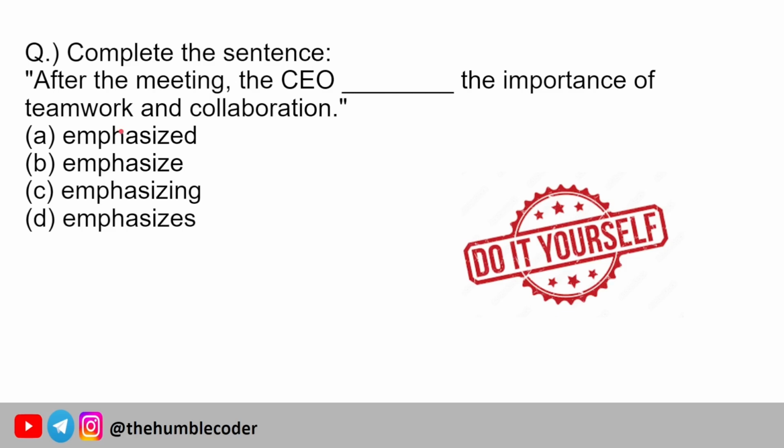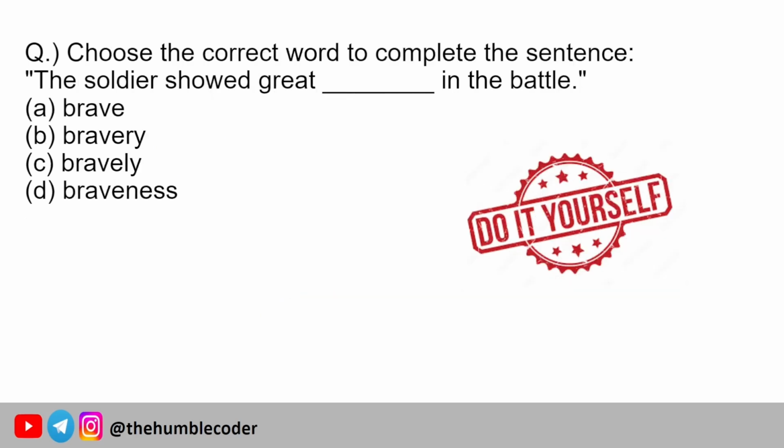Okay, so the question is, after the meeting, the CEO dash the importance of teamwork and collaboration, and the options are emphasized, emphasize, emphasizing, emphasizes. So please comment down the answer of this question. What do you feel it should be? Let's see the next one. Choose the correct word to complete the sentence. The question is, the soldier showed great dash in the battle. So the options are brave, bravery, bravely, braveness. Make sure that you comment down the answer for this question too.